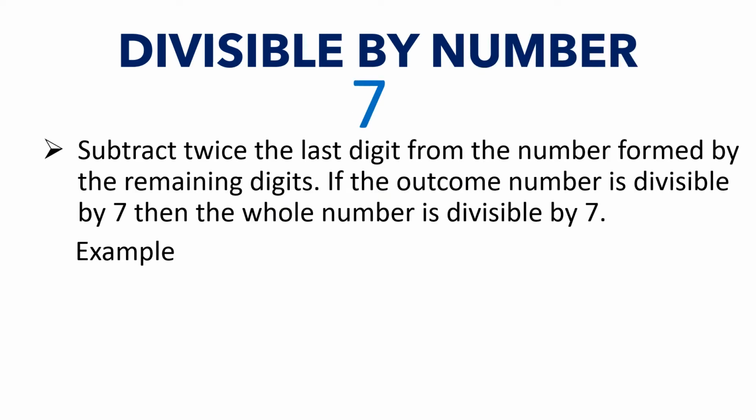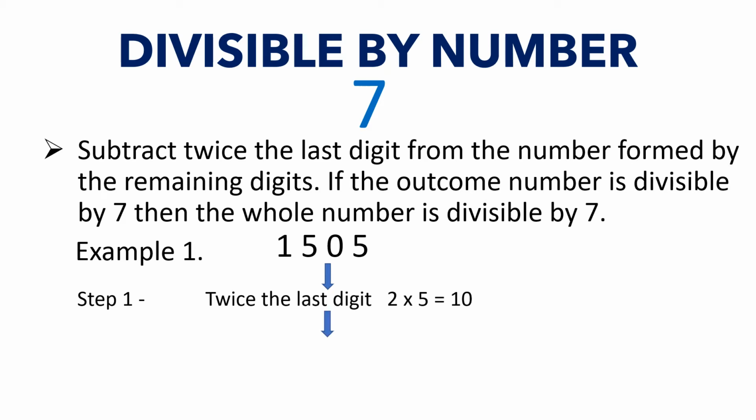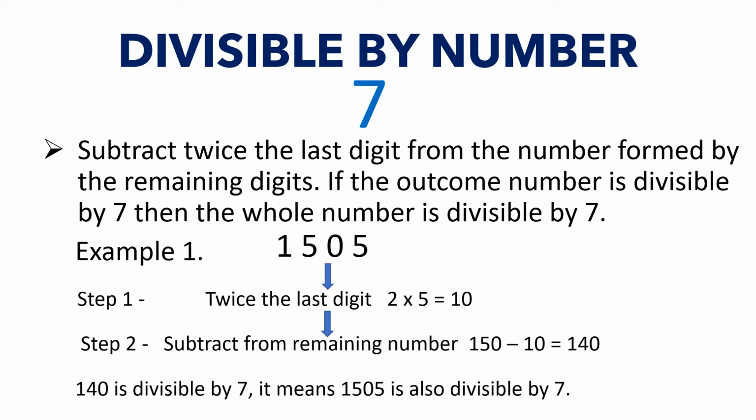Divisibility rule for 7. Subtract twice the last digit from the number formed by the remaining digits. If the outcome number is divisible by 7, then the whole number is divisible by 7. To understand this rule, let's look into a couple of examples. Example 1. Number 1505. Step 1. Twice the last digit, that is 5 times 2 equals 10. Step 2. Subtract 10 from the remaining number, that is 150. That is 140. As 140 is divisible by 7, the number 1505 is also divisible by 7.